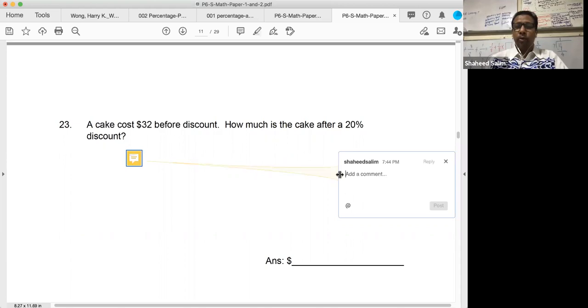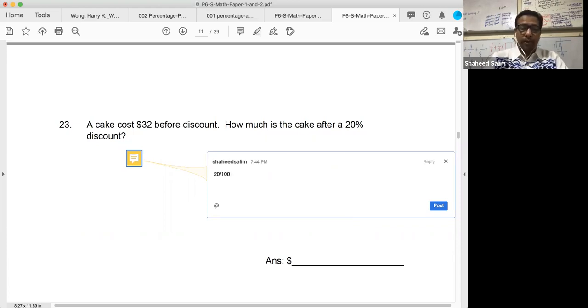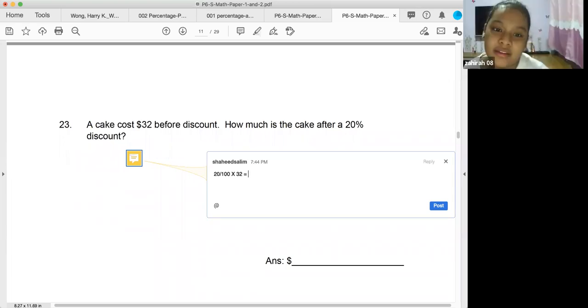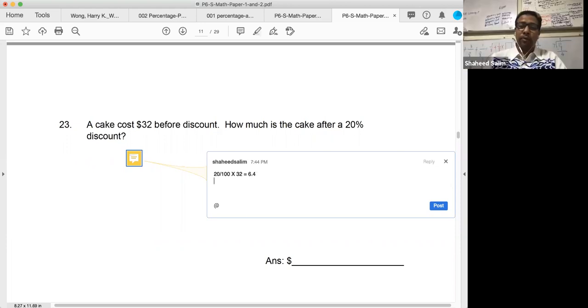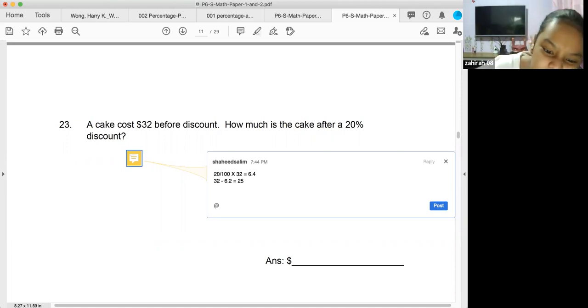So very simple. You can find what is 20% of $32. This 20% is 20 over 100 times by 32. How much is that? What do you get? $6.40, is it? Yes, then you must minus the $6.40 from the $32. $32 minus the discount. Discount is potongan harga. $25.60. Yes, this is what it is.